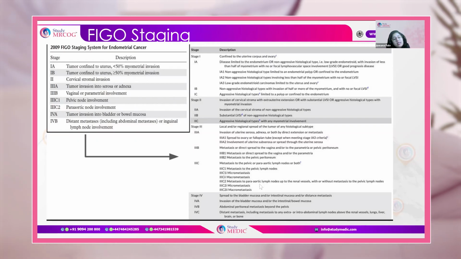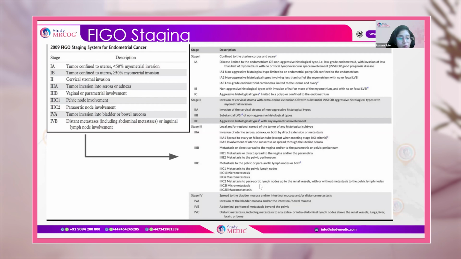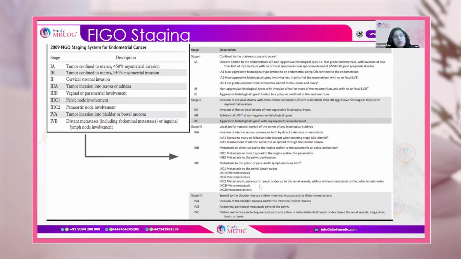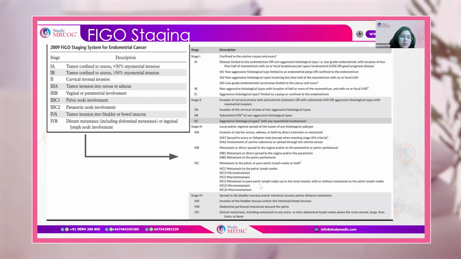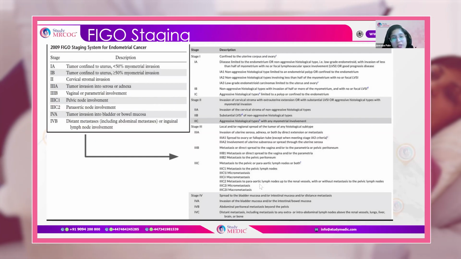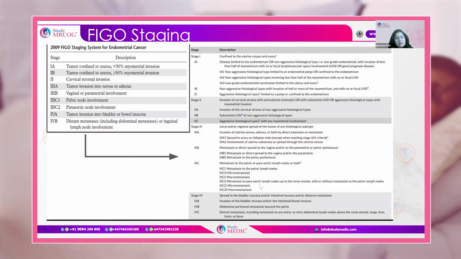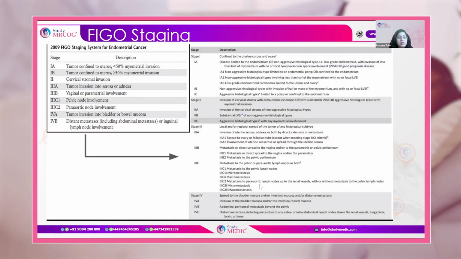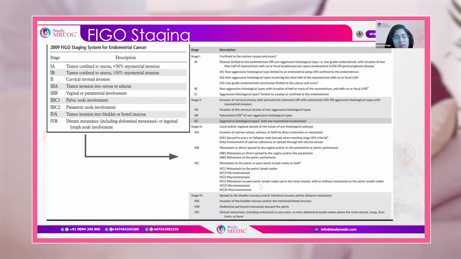So FIGO staging of endometrial cancer is very important, and they are bound to ask you questions from here because this is the new staging which was introduced in 2023. So let us just go through the FIGO staging of endometrial cancer.